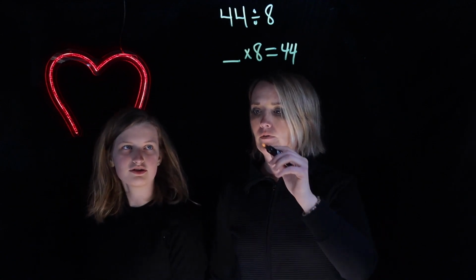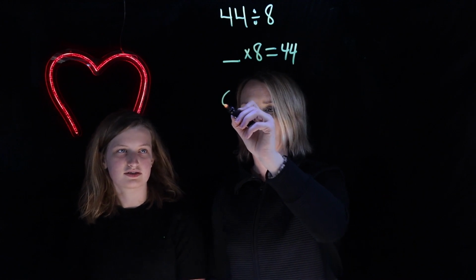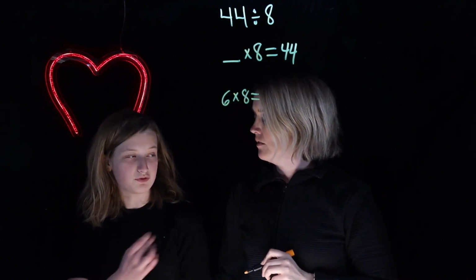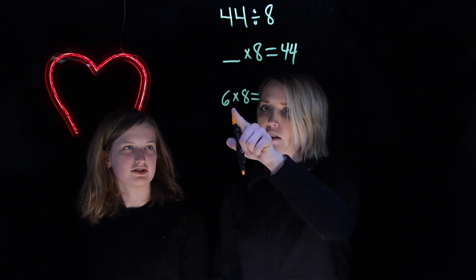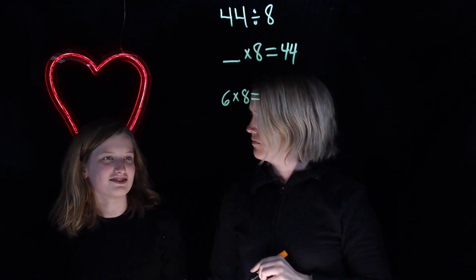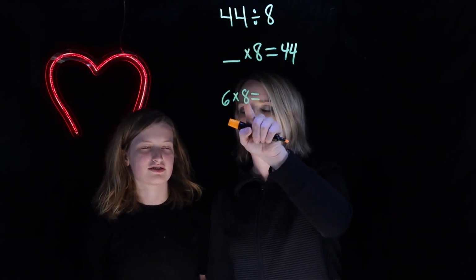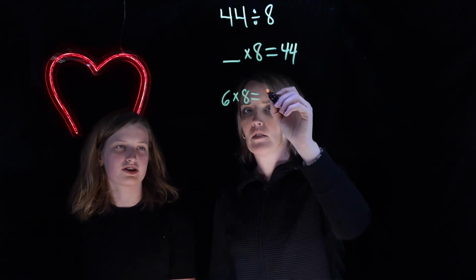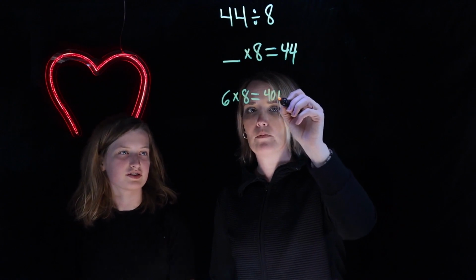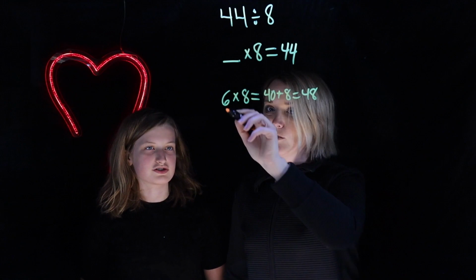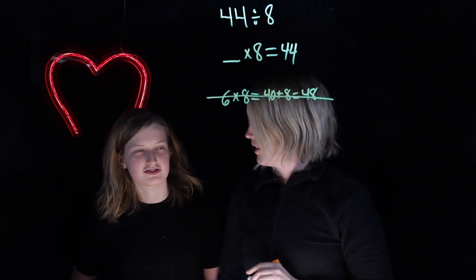Well, I'm going to go 6 times 8. Okay, so 6 times 8 would equal 44? No, sorry, I didn't mean 44. Okay, but let's figure it out. So what's 6 groups of 8? 5 groups of 8 is 40, plus 1 more 8, it would be 48. But that's too much. So we probably don't want to use that then, right?